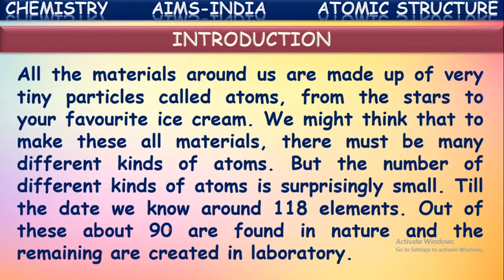Out of these 118 elements, around 90 elements are found in nature. Naturally occurring elements are around 90, and the remaining elements are created or prepared in the laboratory. So they are called synthetic elements or artificial elements. Only around 90 elements are naturally available in nature. The remaining elements are prepared in the laboratory from already existing elements by combining two or more, or by destroying some of those. So in this way, some are naturally existing and the remaining are prepared in the laboratory, called synthetic or artificial elements. Anyhow, totally there are 118 elements available so far. These 118 elements are responsible for the existence of the many crores of materials which we see around us.